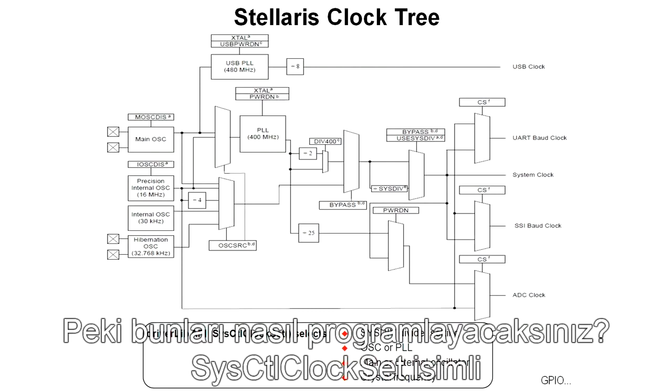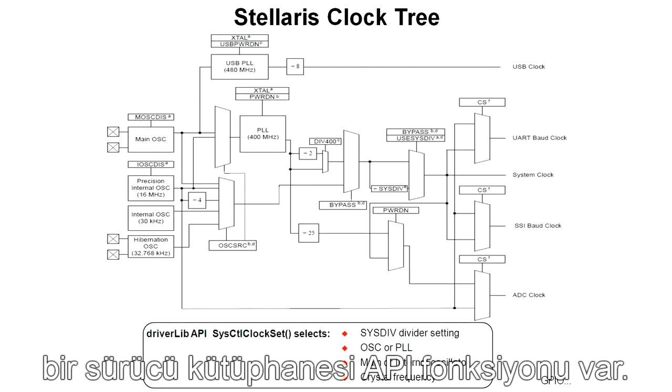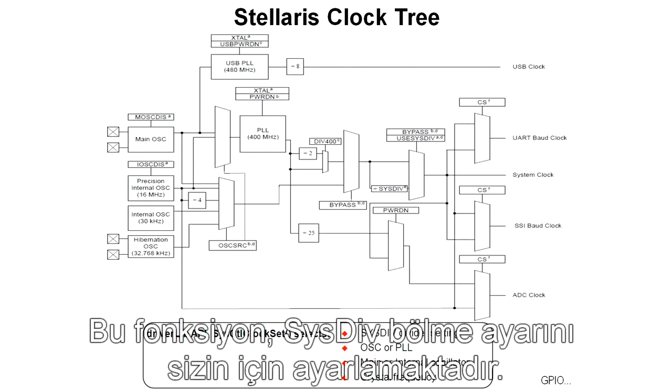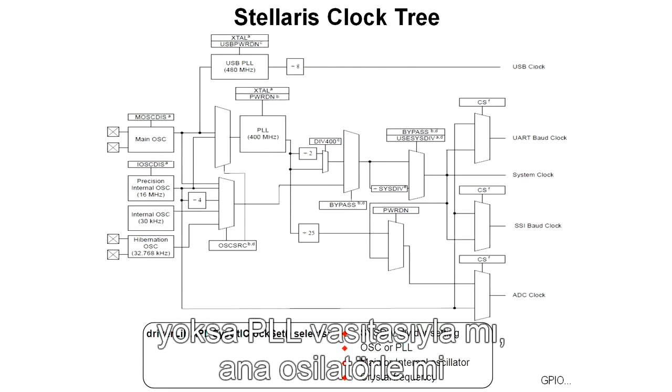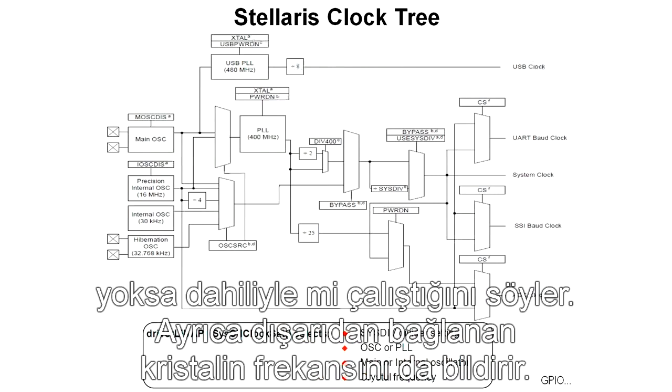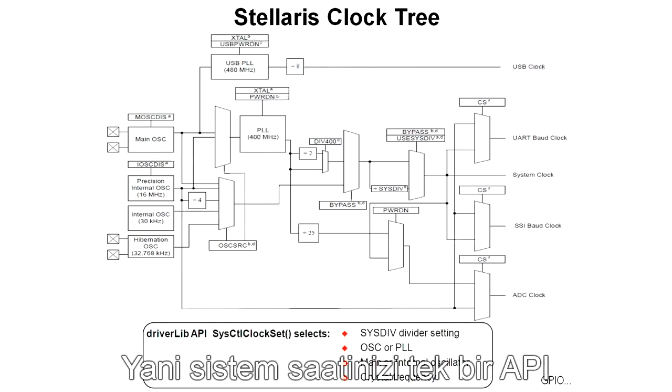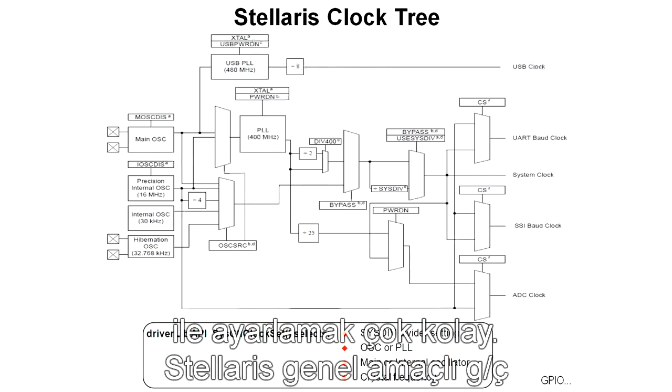So how are you going to program all of those? There is a single driver lib API function call called SysCtlClockSet. That sets the sysdiv divider setting for you. It tells you whether you're running off the oscillator directly or if you're running off the PLL, whether you're running off the main or the internal oscillator, and what the crystal frequency is on the outside of the device. So it's very easy to set up your system clock with this single API.